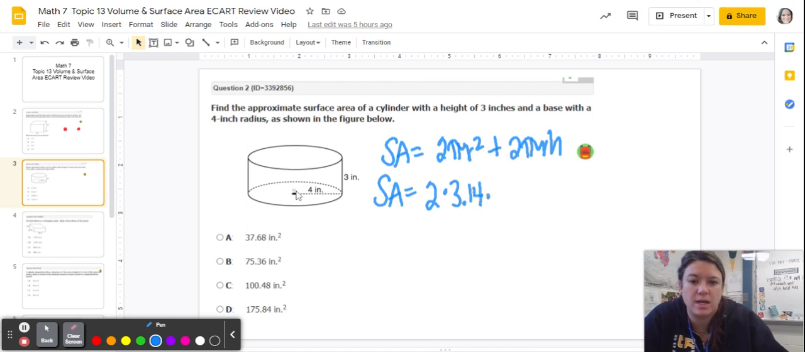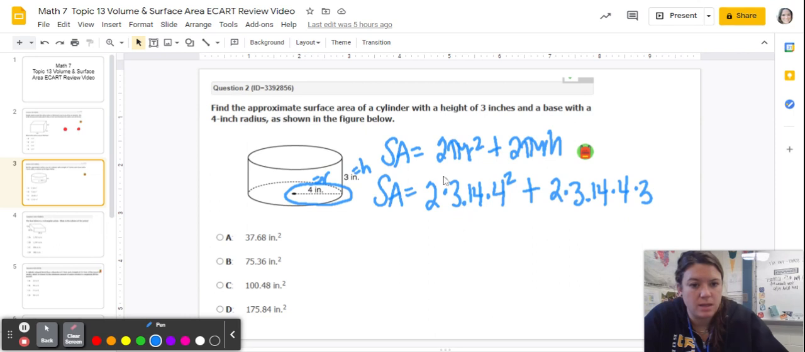So this is the radius because it's halfway across the circle. And then this is the height. So the radius is 4. And then there's a little 2, which means I got to square the 4. Then there's a plus sign. Then there's a 2 times 3.14 times the radius, which is 4, times the height of the cylinder, which is 3. Okay, so I used the formula, each part, and plugged in the numbers. Go ahead and put that thing into Desmos and see what you get.